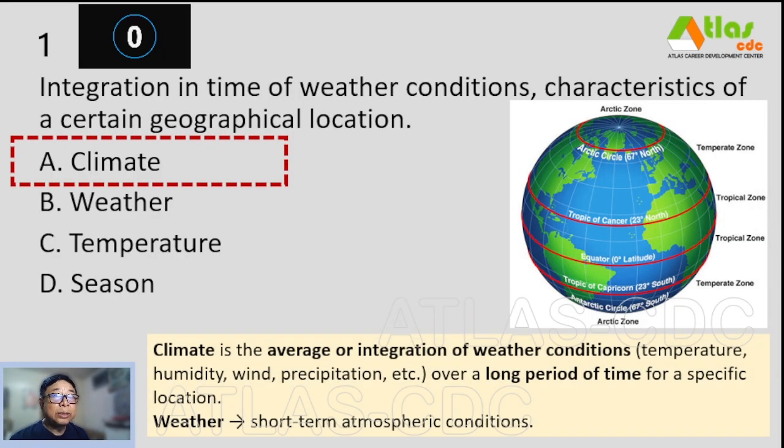So climate is the average or integration of weather conditions, that is temperature, humidity, wind, precipitation, etc., over a long period of time for a specific location. Compare that with weather, that is short-term atmospheric conditions. For example, what is the weather today? At anong weather tomorrow? So yon.